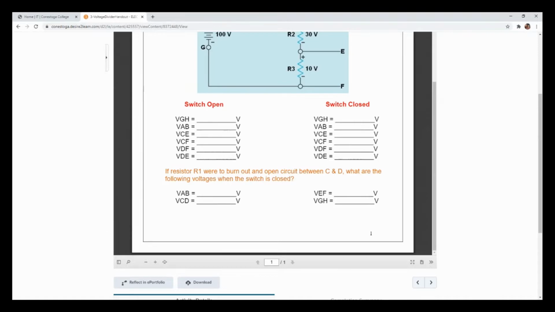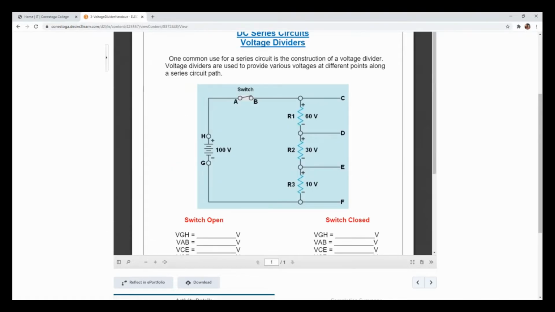In this case, we have a power source of 100 volts. So we have 100 volts for the source, and then the following voltage drops across the different points, C, D, E, and F: 60, 30, and 10. Of course, we can see the rule that the sum of all the voltages around the closed loop is equal to the source voltage.